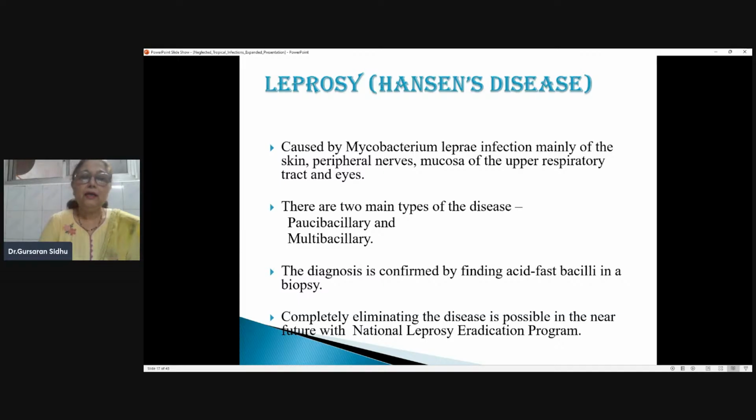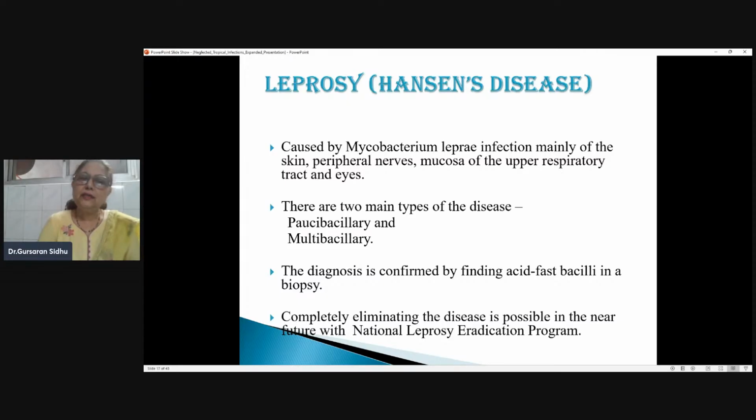Now the drugs, like Dapsone and all, are very nicely available. The disease is caused by Mycobacterium leprae, and this mainly affects the skin, the peripheral nerves, the mucosa of the upper respiratory tract and eyes. There are mainly two types of the disease: if there are up to five mucocutaneous, numb, or hypopigmented lesions, that is paucibacillary; if there are more than five mucocutaneous lesions which are hypopigmented and numb, it is called multibacillary leprosy.